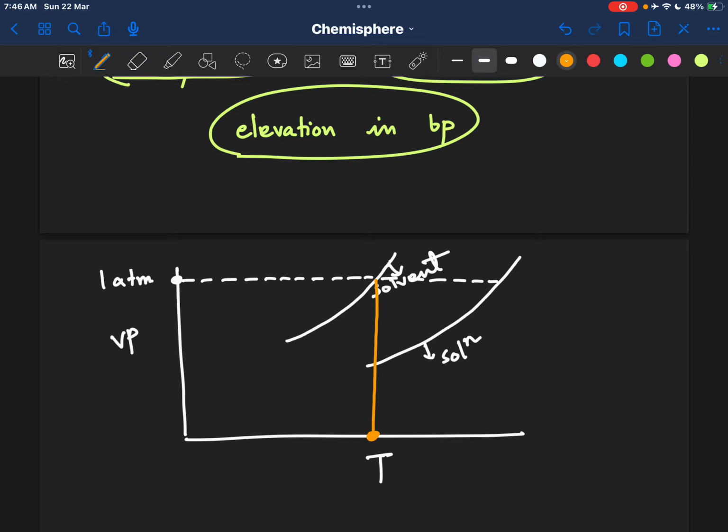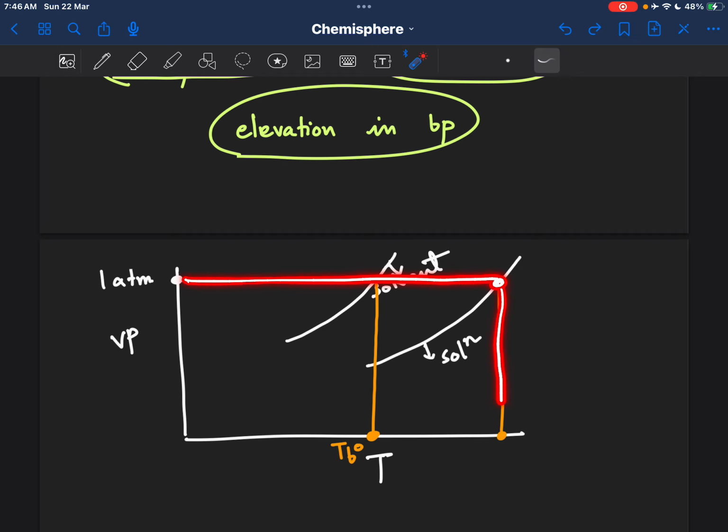is the temperature at which the solvent will boil, because you can see at this particular temperature the vapor pressure of the liquid is equal to 1 atmosphere. So this is the boiling point of the liquid. So let us say that the boiling point is TB naught. Similarly, we can see that this will be the boiling point of the solution, because at this point you can clearly see the vapor pressure is equal to the atmospheric pressure at this particular temperature. So let us say that temperature is TB.